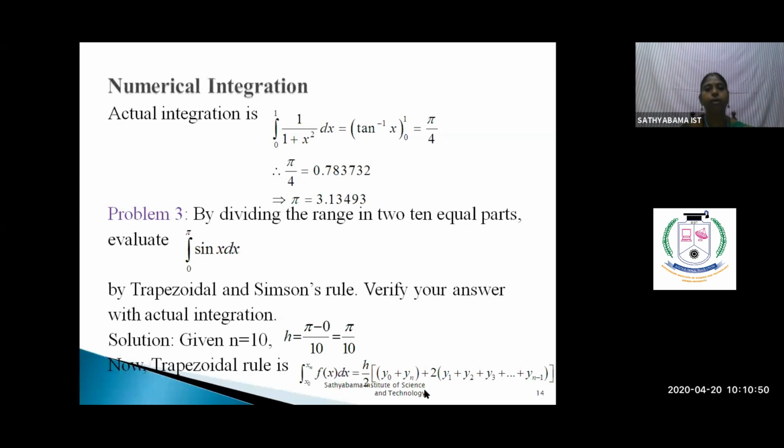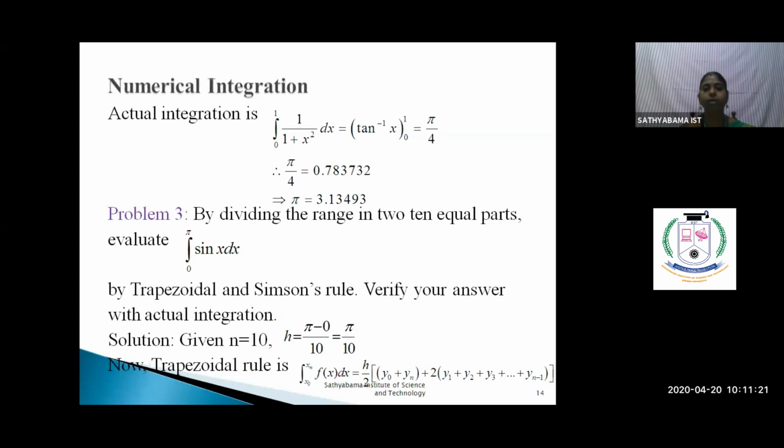So now we take the actual integration, integral 0 to 1, 1 by 1 plus x square dx. That's equal to, you know well, what is the formula? The formula of integration of 1 by 1 plus x square dx is the basic formula that we have seen from 11th or 12th standard onwards. It's tan inverse of x. So tan inverse of x is the integral of 1 by 1 plus x square dx. So that is written here.